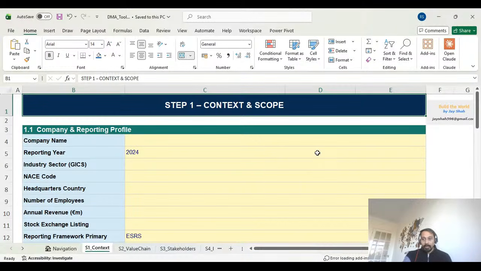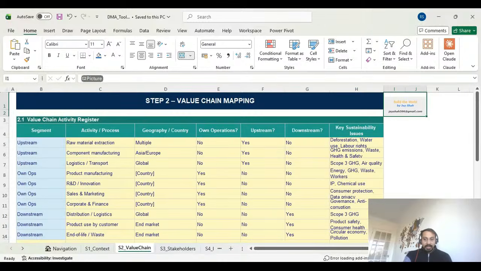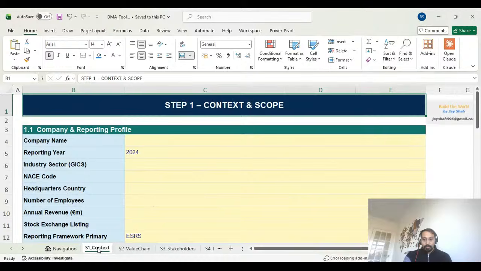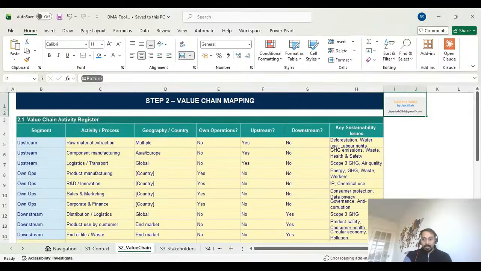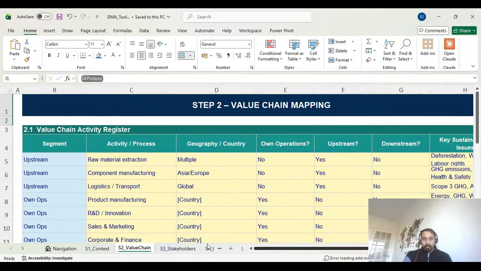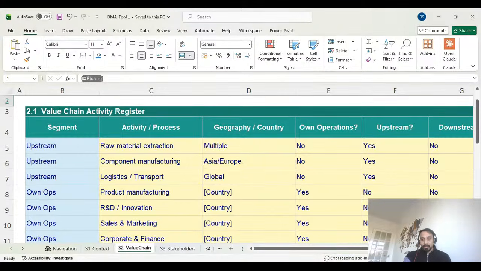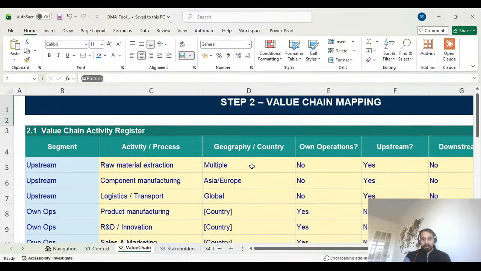Then the second sheet, which is the value chain mapping. It helps you to understand how it covers the whole value chain, from upstream operations to the downstream, and it gives you the intuition of a value chain activity register. So I'm just increasing the size so you can see better.